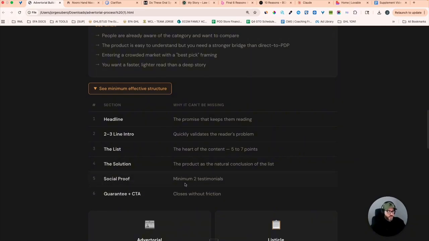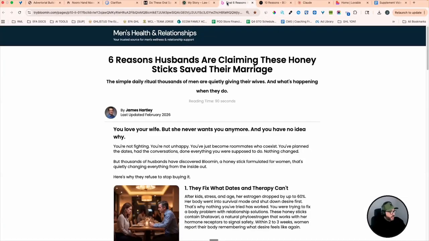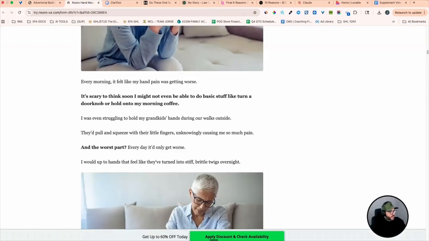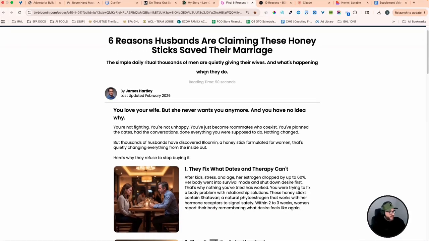Okay, so as I mentioned before, they could have more sections, depending on what you find from your competitors. So now I'm going to show you a couple of listicles. As you see here, at first sight it's pretty similar to what you see from the advertorial, right? But when you go into the structure, you see that they start going a little bit different.